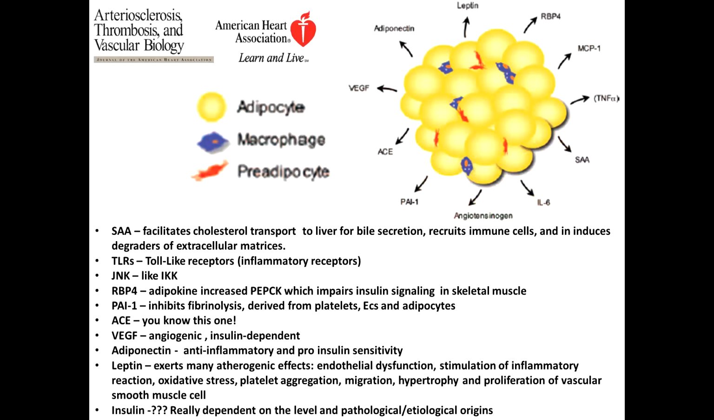And I'm not going to read all of this slide to you. You can read it yourself, but this gives you an example of some of the mediators, hormones, proteins that are released from hypertrophied adipocytes that are either pro-proliferative and differentiating or inflammatory or oxidative stress.